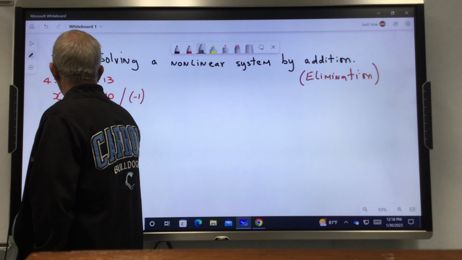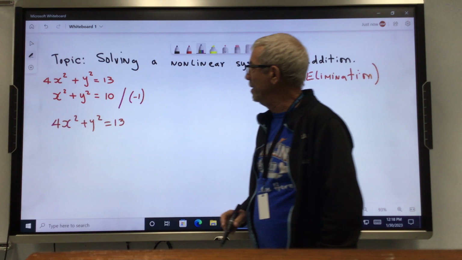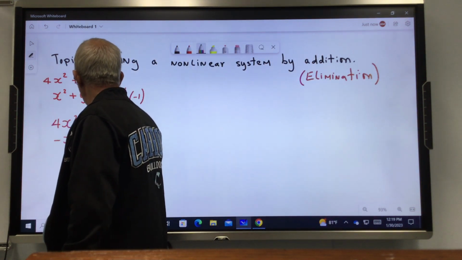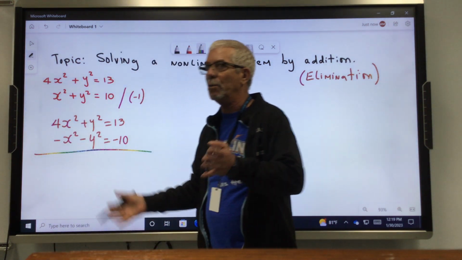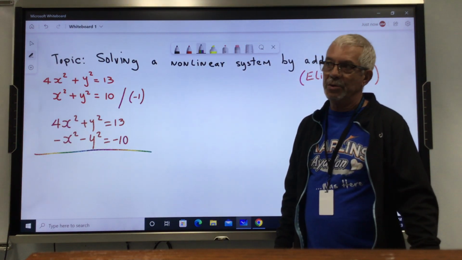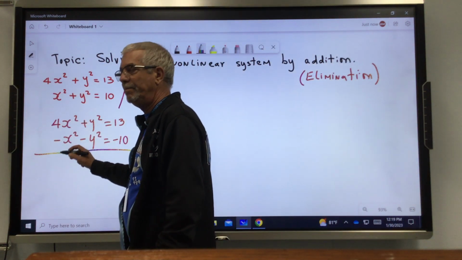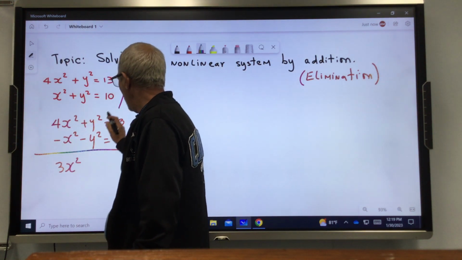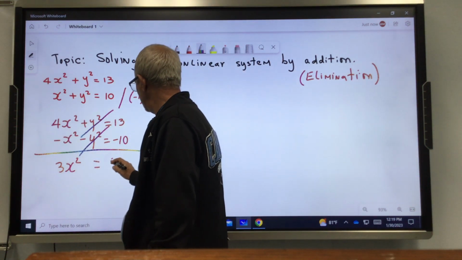That will be 4x squared plus y squared equals 13. And when we multiply the second equation by -1, it will be minus x squared minus y squared equals -10. And now, what do we do? The same that we did with linear equations. We add the two equations. Then 4x squared minus x squared is 3x squared. Y squared and negative y squared cancel. And 13 minus 10 is equal to 3.